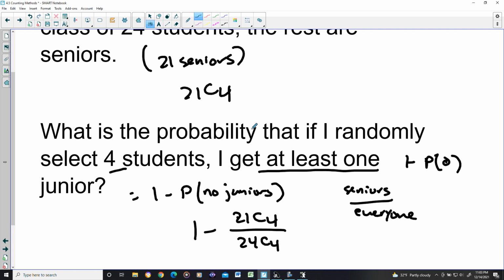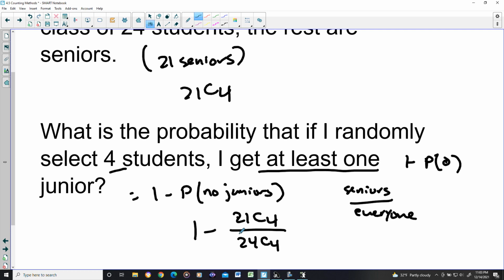So this is a nice way that you can calculate this. And we may have been able to do this problem before this unit too, right? You might think, well, in each case, what's the likelihood that the first one's a senior? 21 out of 24. What's the likelihood that the next one's a senior? 20 out of 23. We would have been able to do this before this lesson. This is a question you could have answered a few days ago, but the notation makes it a lot easier to work out.